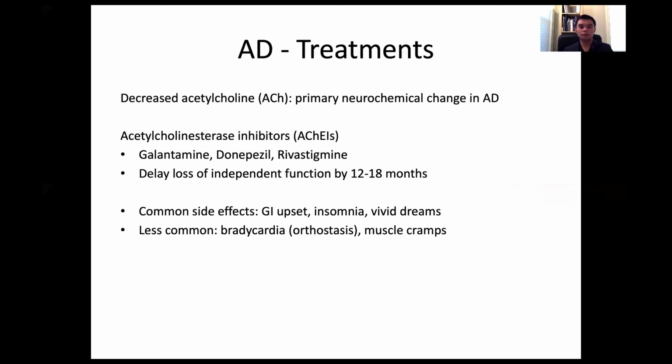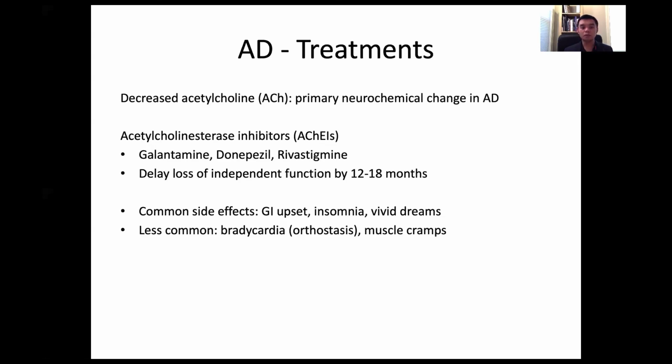So let's talk briefly about Alzheimer's treatments. There's really two classes that we'll talk about. One is going to be acetylcholinesterase inhibitors. The other one that we'll talk about are NMDA receptor antagonists, of which we'll just mention memantine. So this first class of medications, acetylcholinesterase inhibitors, there's 3 medications: galantamine, donepezil, and rivastigmine. They basically all work the same and have the same efficacy.